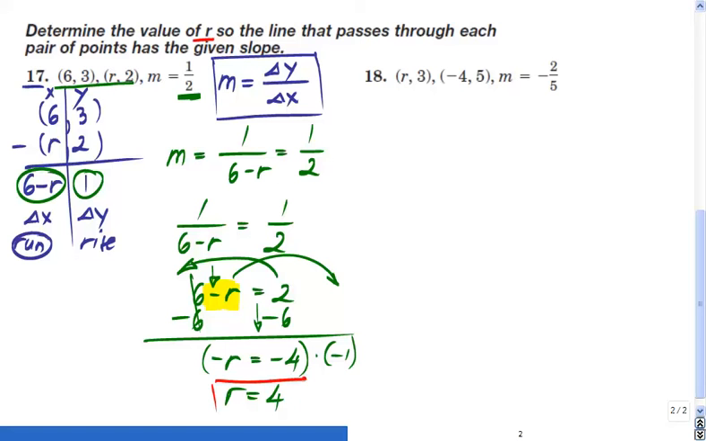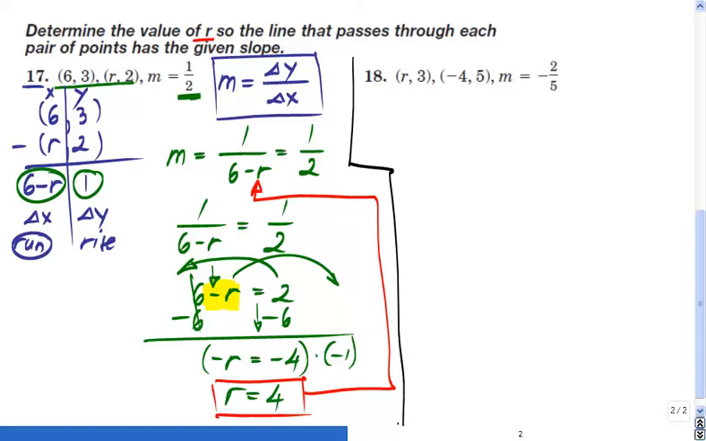Are we done with 17? Well, I think so. If you want, you can check. If you plug your r into your expression here, is that 1 over 6 minus r, which r is 4, going to be 1/2? Well, I think so. And you are done. That's how you solve problem number 17.